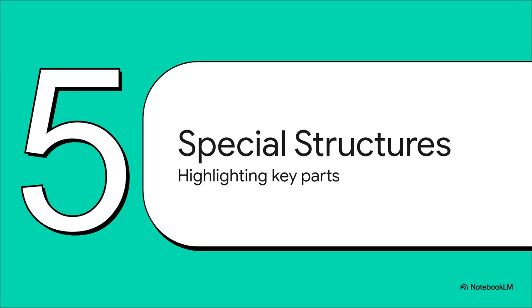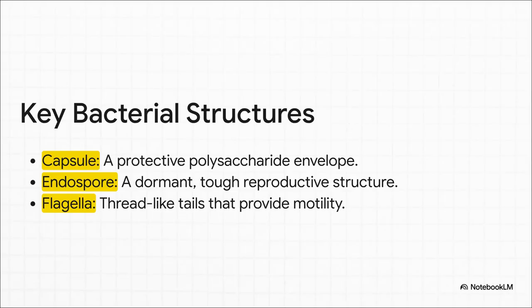Okay, so we can classify whole bacteria. But what if we want to zoom in even further? What if we want to see specific little parts of a single bacterium? Well, for that, we have what are called special stains. These special stains let us see all the cool gear bacteria have. We're talking about things that help them survive, move around, and even cause disease.